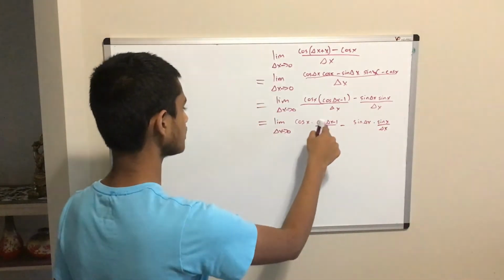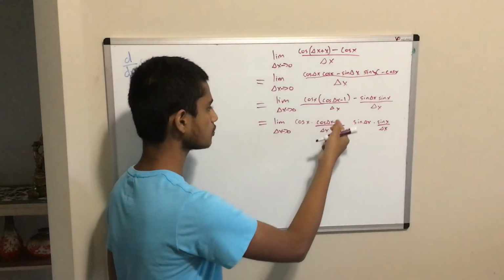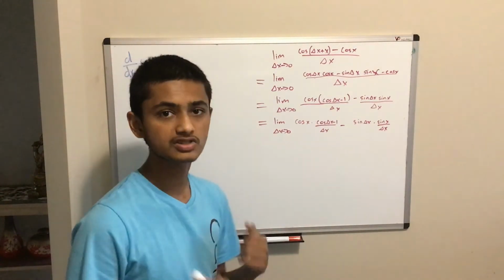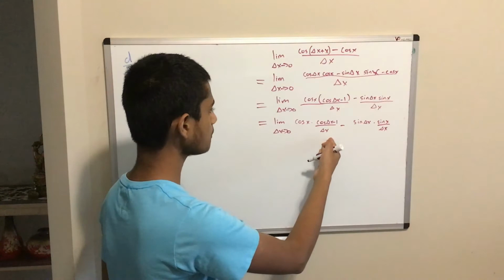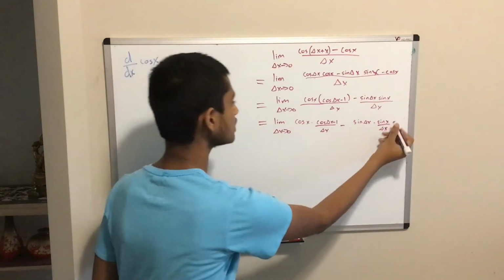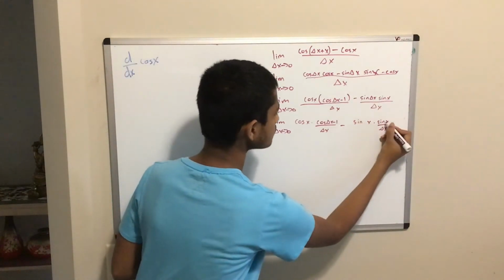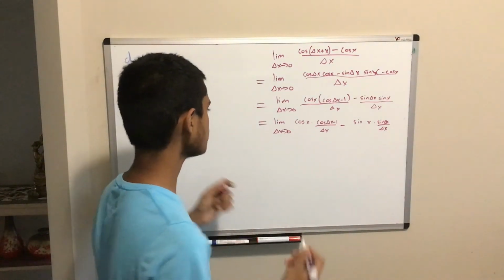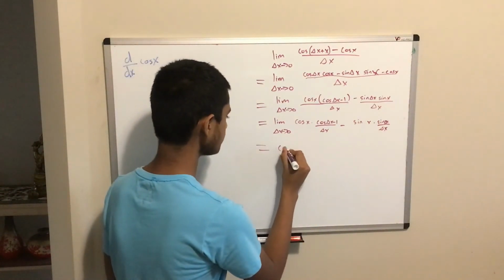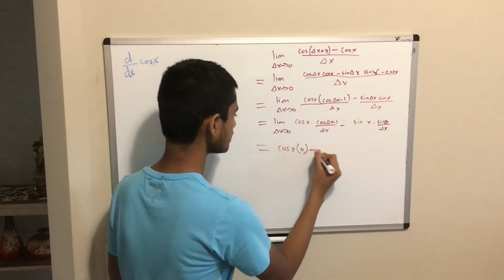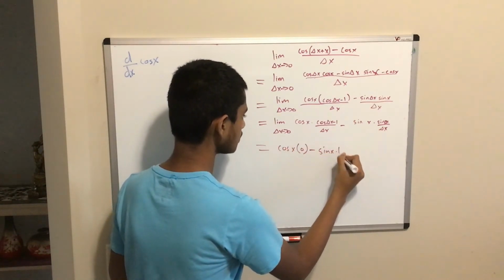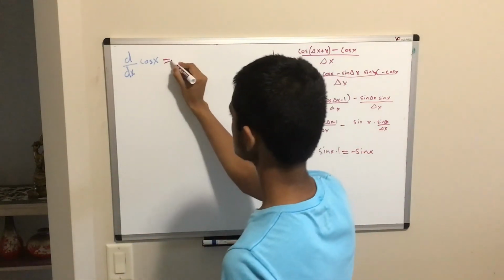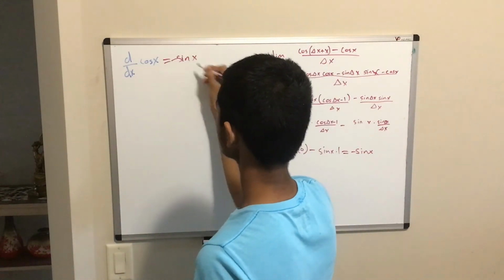And when I plug in delta x into (cosine of delta x minus 1) divided by delta x, and that's approaching 0, that simply just becomes 0. And sine of x times sine of delta x over delta x is equal to just sine of x. So this becomes cosine of x times 0 minus sine of x times 1. And that's simply just negative sine of x, which means the derivative of cosine of x is simply just equal to negative sine of x.